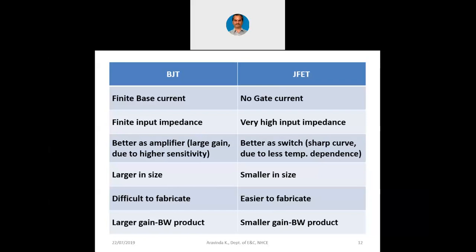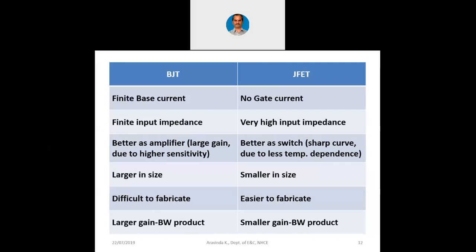The last point between BJT and JFET is there is something called gain bandwidth product. When I discuss the amplifiers, I will go into more detail about this particular term. We have already calculated the gain for BJT amplifier circuits. We did not measure the bandwidth there as such. Bandwidth means the range of frequencies up to which the amplifier can work satisfactorily.